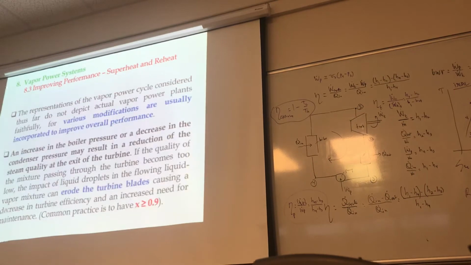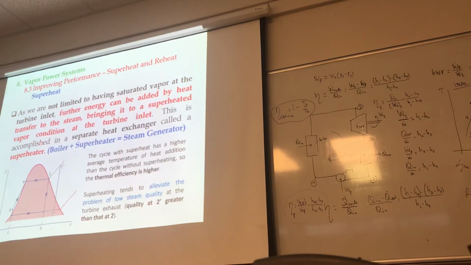Then we moved on to improving the performance of our cycle. We talked about the superheat and the reheat, and we talked about the problem of the ideal Rankine cycle, that it's ideal, but it causes lower values of the quality, which could be detrimental to the function of the turbine, and therefore we want to do it such that the quality is always higher than 0.9 if possible.